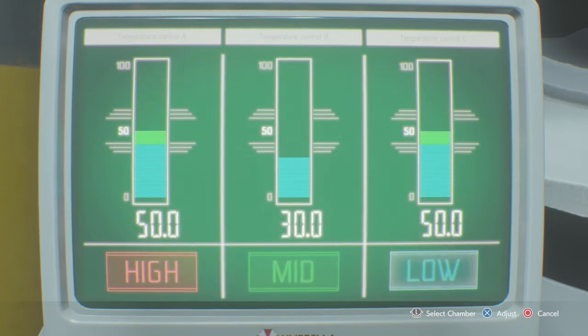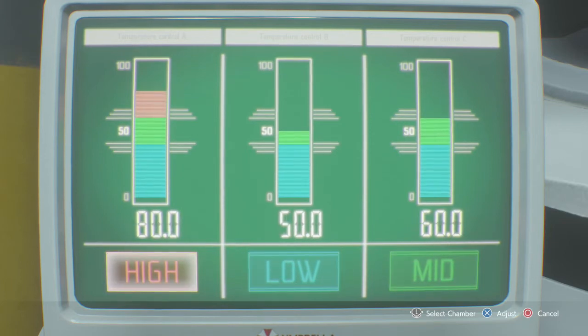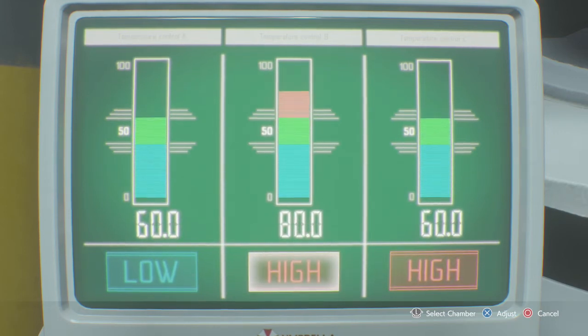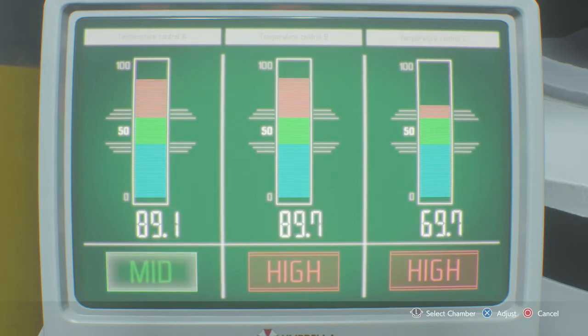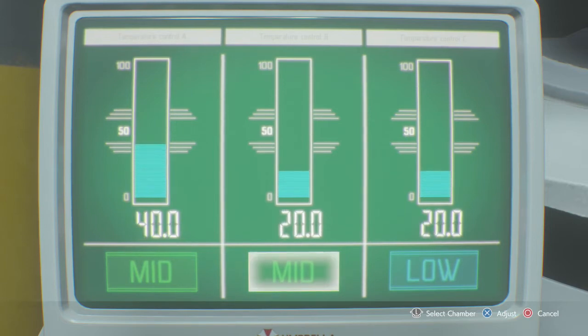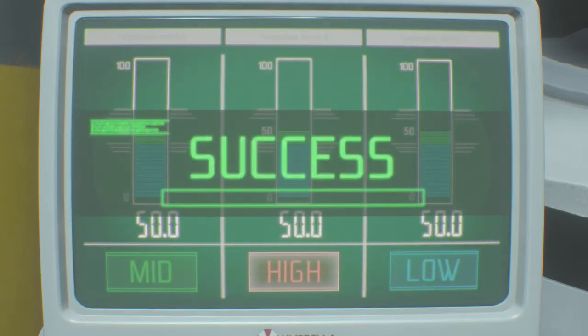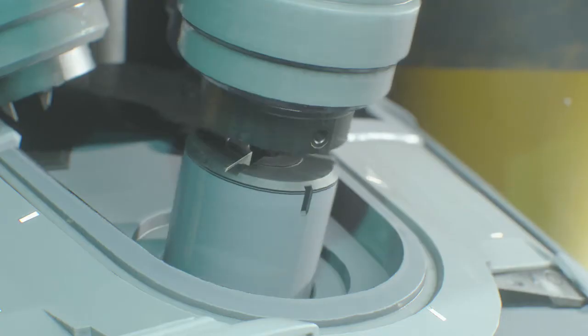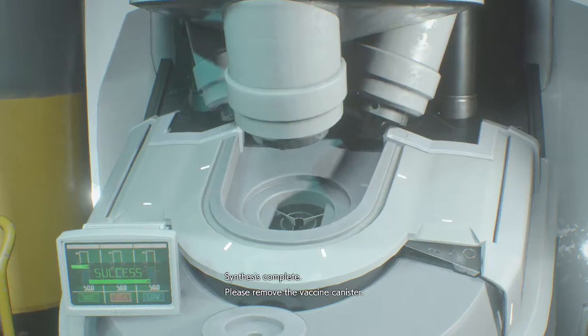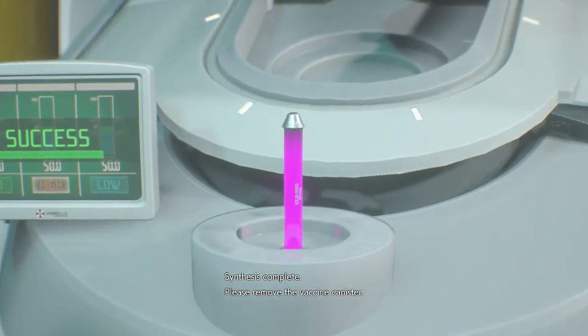Okay, put this one on high, this one on low. Okay. No, this one needs to stay on low. Shit. Haha. There we go. Okay, so I had it backwards. Vaccine. Yes. Synthesis complete. Please remove the vaccine canister.